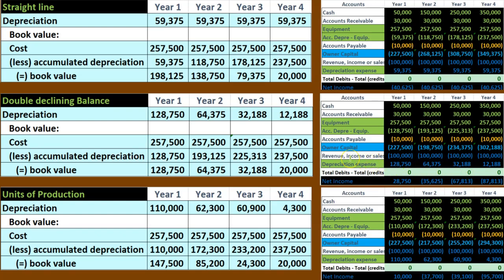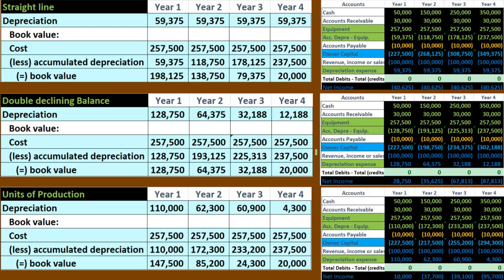Again, the net income will be the same over the time frame, but if we can get the money earlier, usually that's what we would want to do. Now, we might say that if we don't really know which one is better, why don't we use a method that's more accurate? The method we usually think is more accurate would be something like units of production. Why would it be more accurate?